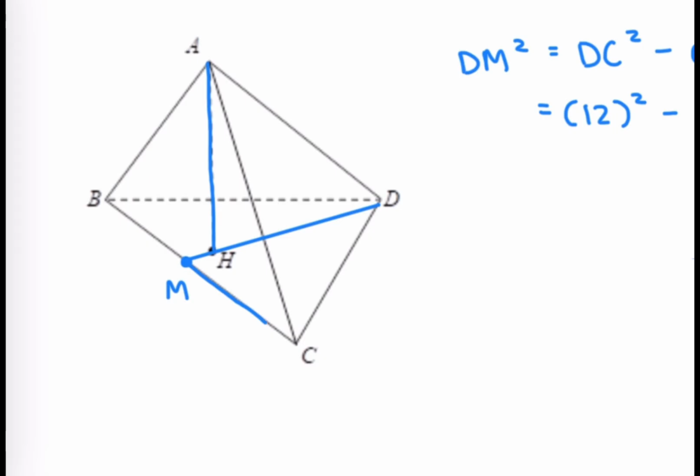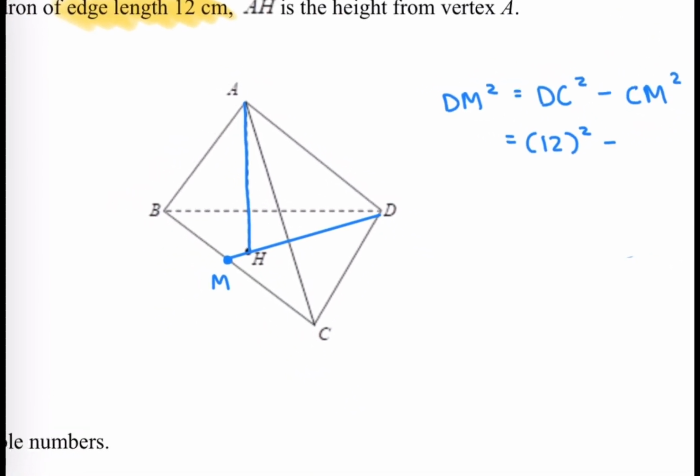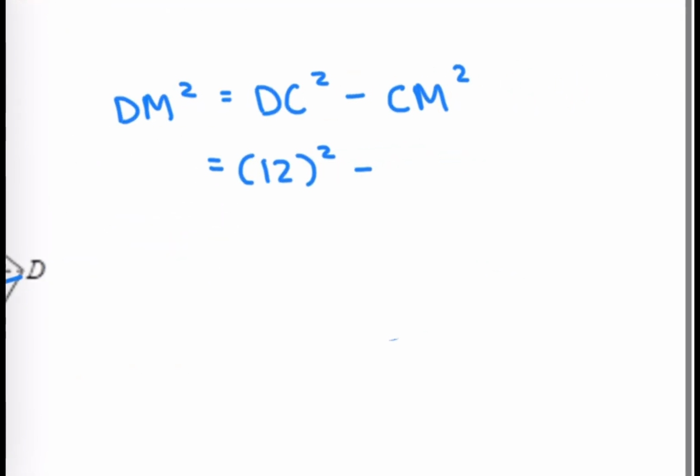this one. And we know that M is the midpoint of BC, so it splits BC directly in half. And BC, we know that it's 12, so CM is going to be 12 divided by 2, which is 6. So then we're going to do 6 squared. The answer you're going to get is that DM is equal to 6 radical 3.